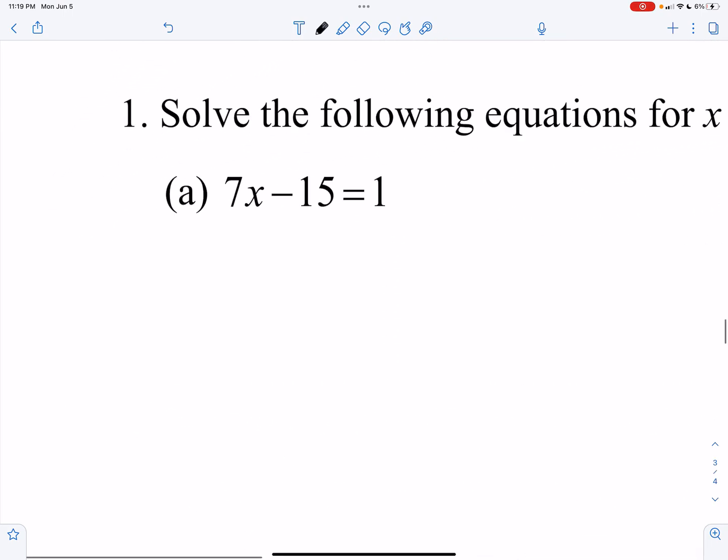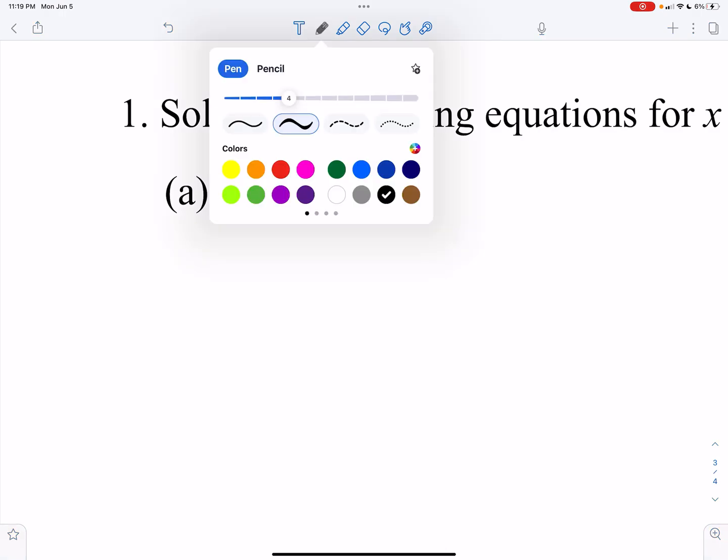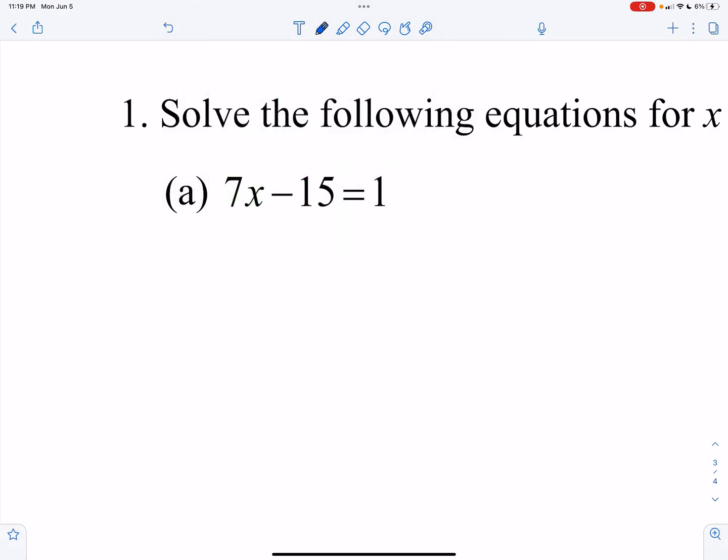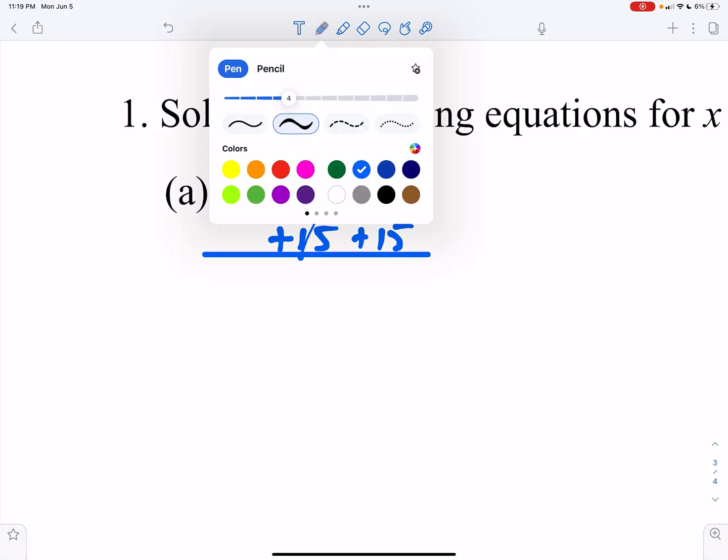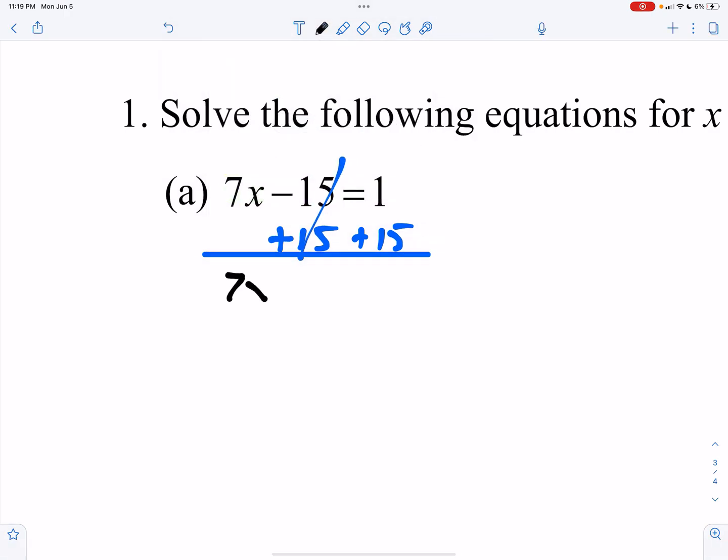So looking at A, I can see in order to get x by itself, I have to get rid of the negative 15 and the 7. So I'm going to start by looking at that. The opposite of minus 15 would be to add 15. Make sure you do it to both sides. Cancels. And I get 7x equals 16.